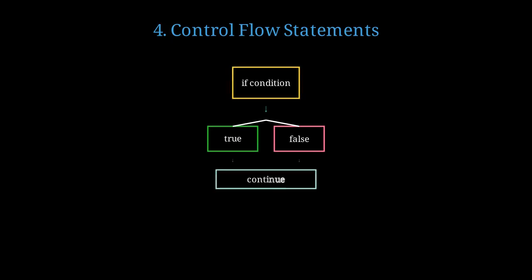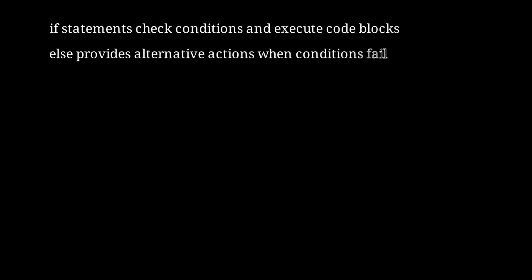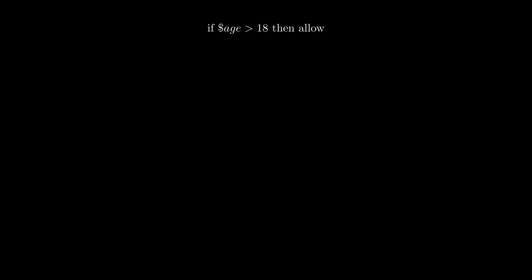Control flow statements let you create dynamic bot behavior based on conditions. If statements create branching logic, executing different code paths based on whether conditions are true or false. If statements check conditions and execute specific code blocks when those conditions are met. The else keyword provides alternative actions when the if condition evaluates to false. For example, you can check if age is greater than 18 and allow access accordingly.